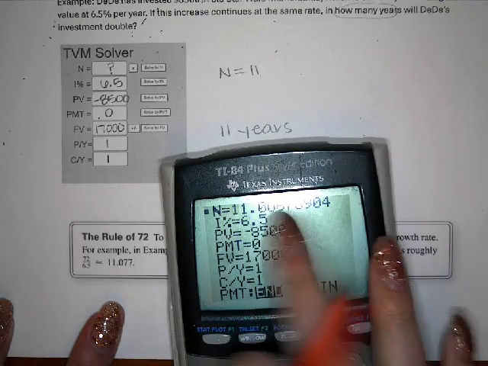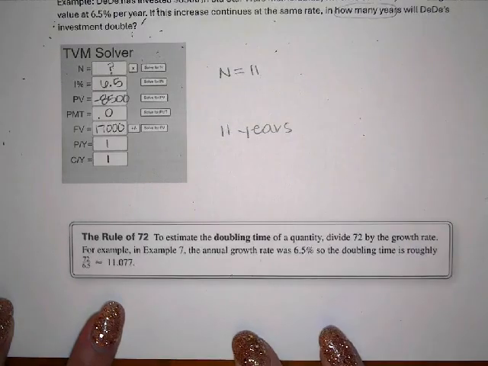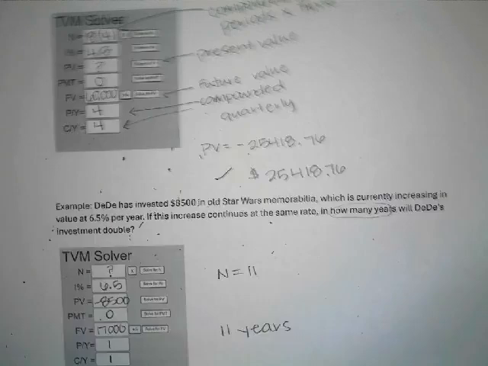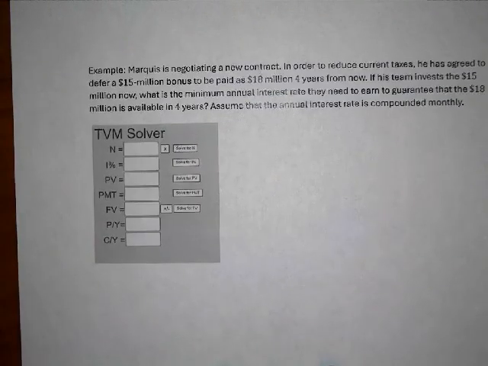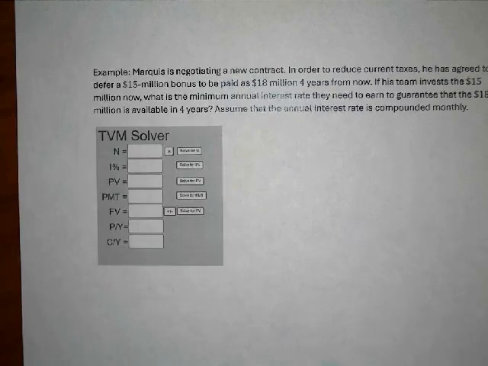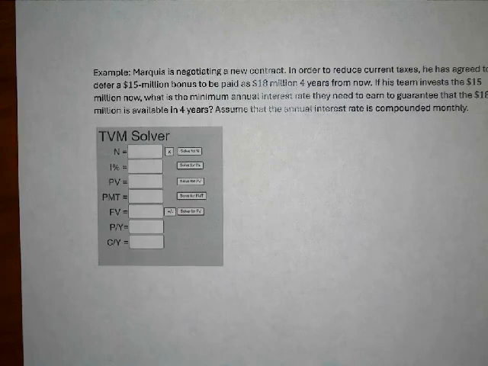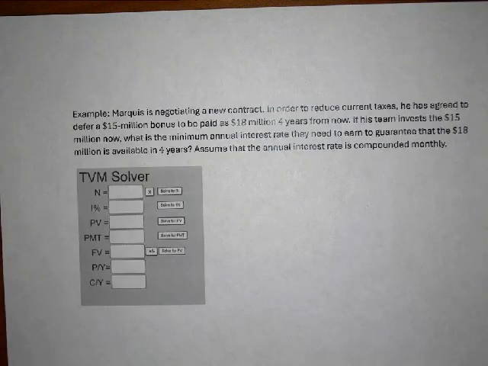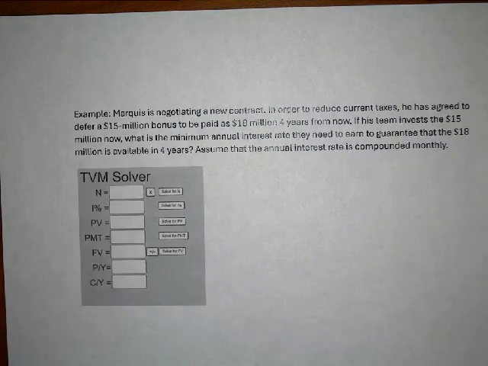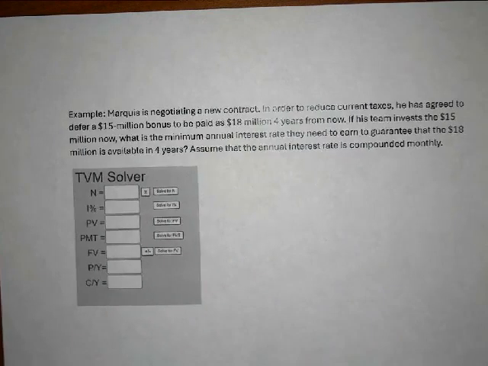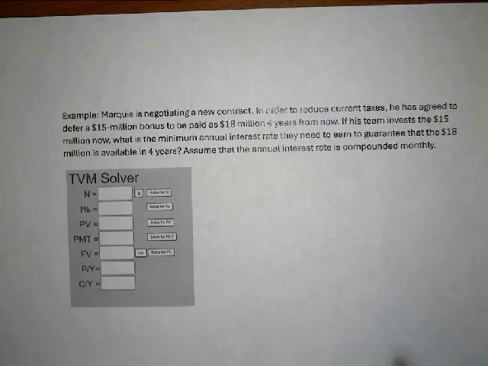All right. Let's go ahead and try one more of these problems using the TVM solver. So this problem says Marquise is negotiating a new contract. In order to reduce current taxes, he has agreed to defer a $15 million bonus to be paid as $18 million 4 years from now. If his team invests the $15 million now, what is the minimum annual interest rate they need to earn to guarantee that the $18 million is available in 4 years? Assume that the annual interest rate is compounded monthly.